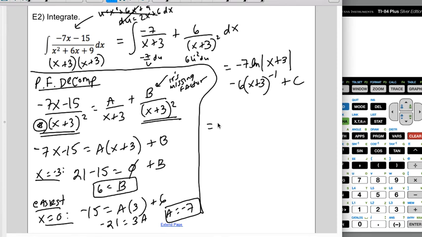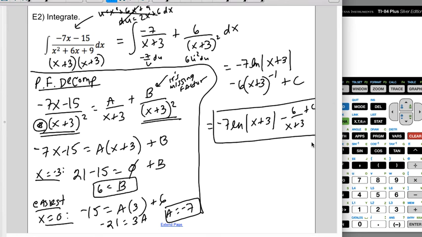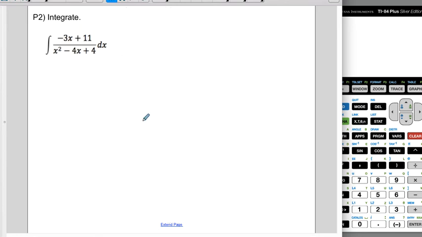You'd probably be more likely to see this as a negative 7 natural log of the absolute value of x plus 3 minus a 6 over an x plus 3 plus that c. I kind of ran out of space, but you get the idea. All right, so go ahead and try a P3.